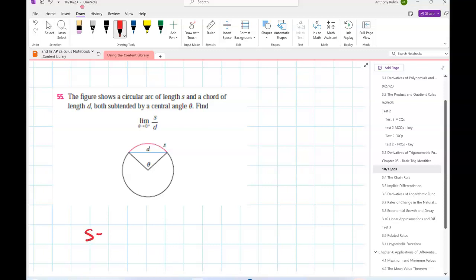Good. So we have that. And if we draw in this, we know that the line that I've drawn in bisects the side D, and it bisects the angle theta. Why can I say that? Not because it's a chord. What kind of triangle is this? It's isosceles, yes.